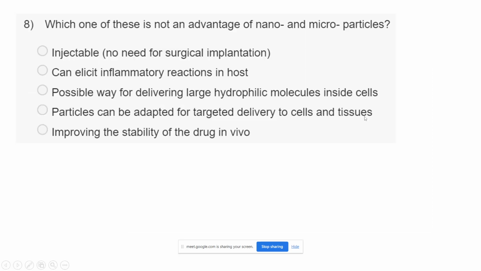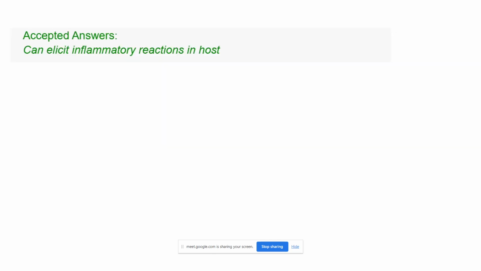Injectable, there is no need for surgical implantation, can elicit inflammatory reaction. This is actually not an advantage. Possible way of delivering large hydrophilic molecules. Particles can be adapted for targeted delivery to cells and tissues, and improving the stability of the drug in vivo. Rest all the options are advantages of nano and microparticles. The only disadvantage, or not an advantage, is can elicit inflammatory reactions in host.